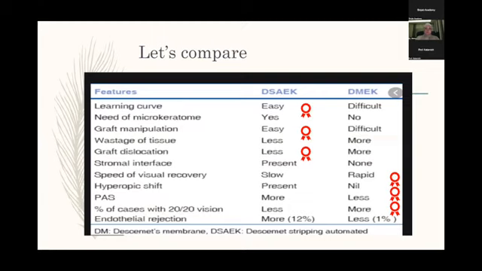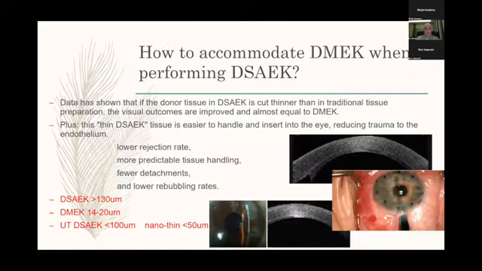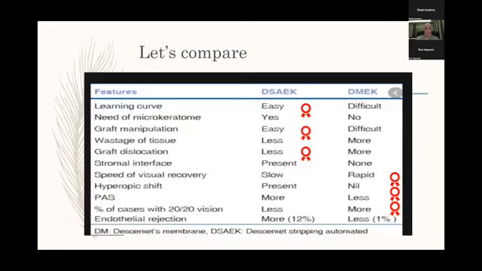If we want to compare, the learning curve of DSAEK is easier than the DMEK. We need to use a microkeratome. The graft manipulation is easier. There's less waste of tissue, and graft dislocation is less. While compared to DSAEK, the speed of recovery in the DMEK is better. The hyperopic shift in the DMEK is less or almost negligible. There's no risk of anterior synechiae. And the number of cases that attain 20/20 vision in the DMEK is better. And this is a comparison between the conventional DSAEK and the DMEK.